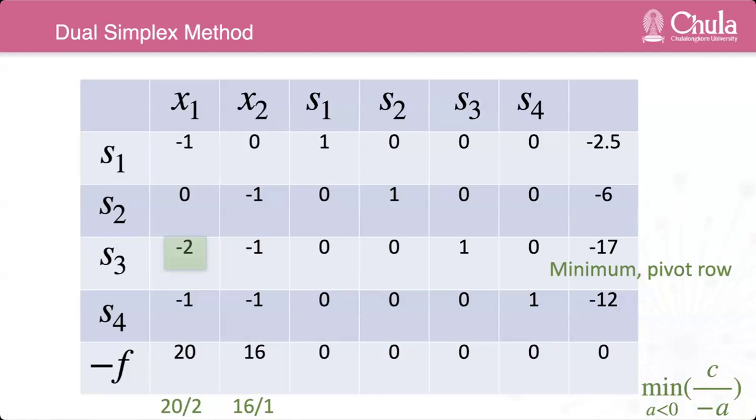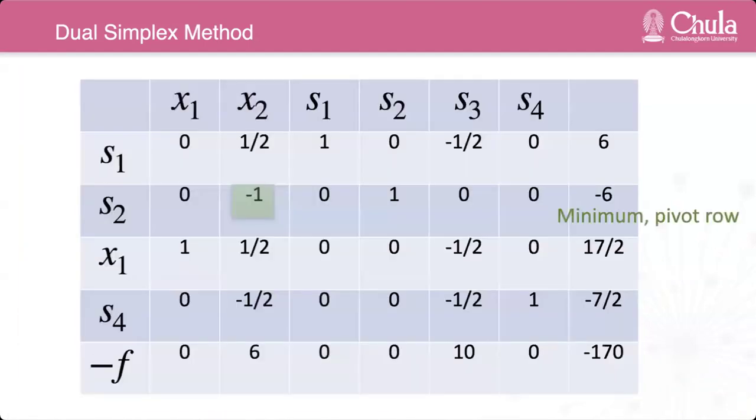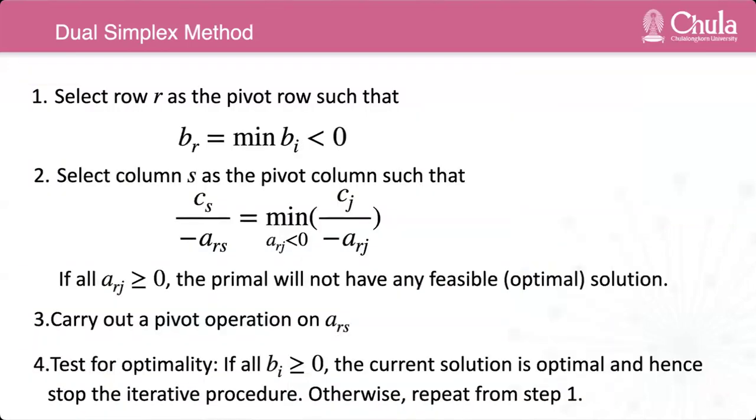C over A is 10. What about this? It's 16, right? Okay, you find the minimum one. This is the minimum one, right? So this is the pivot element. So we transform this table to this table. We follow the same idea.